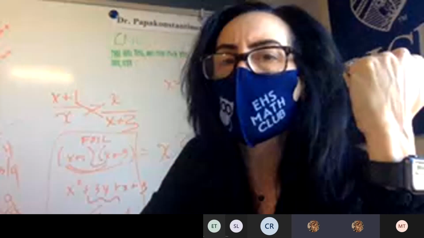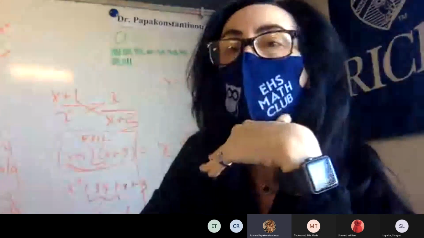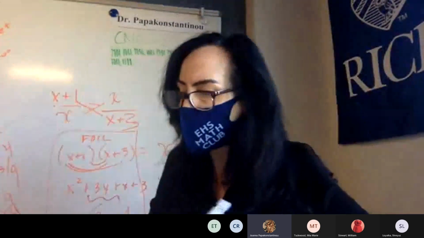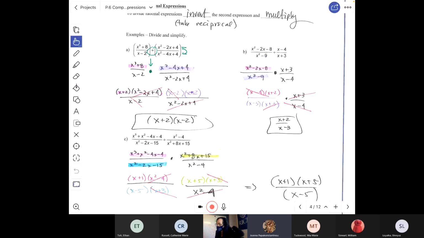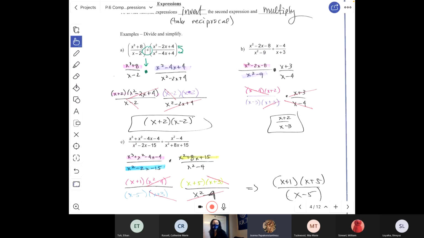So I want to start off by talking about dividing rational expressions. We got up to this point yesterday in class. I asked you to do these problems today. You have to be clever for today. Let's go over them quickly so that we can move forward.